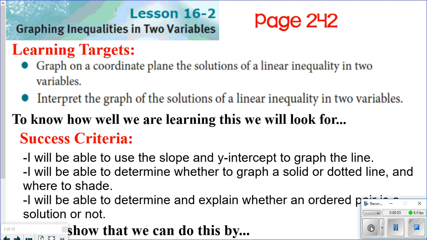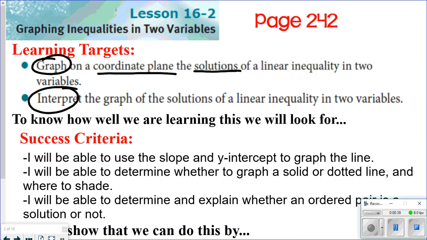Okay, today we are going to start lesson 16.2, which is graphing inequalities in two variables. So what that means is we are going to graph on a coordinate plane the solutions of a linear inequality in two variables. When it says two variables, what that means is x and y. Then we're also going to be able to interpret the graph of the solutions of a linear inequality in two variables.